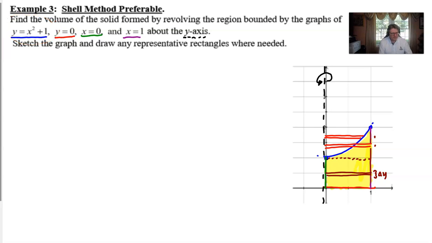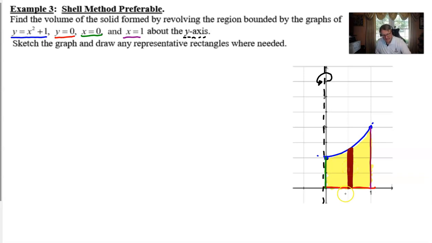So let's abandon all that idea and focus on this cool method called the shell method. And for the shell method, all we have to think about is the word that rhymes with shell. You guys know that word, right? I've talked about it before. Parallel. So draw the single representative rectangle so that it's parallel to the axis of rotation.